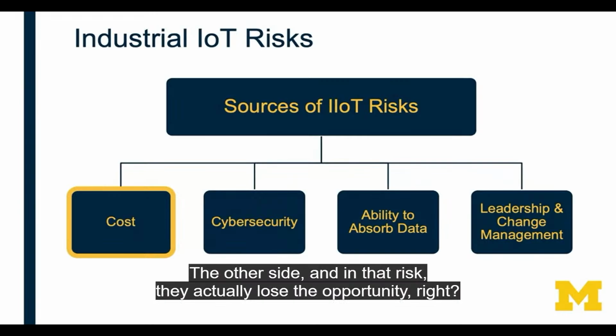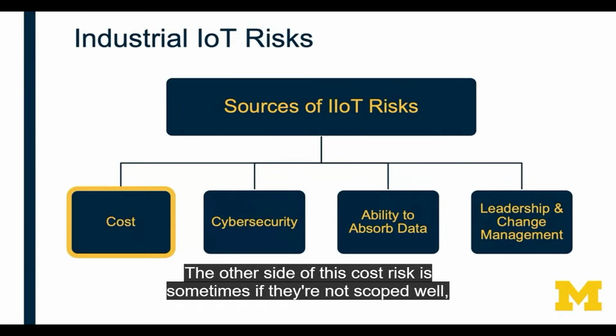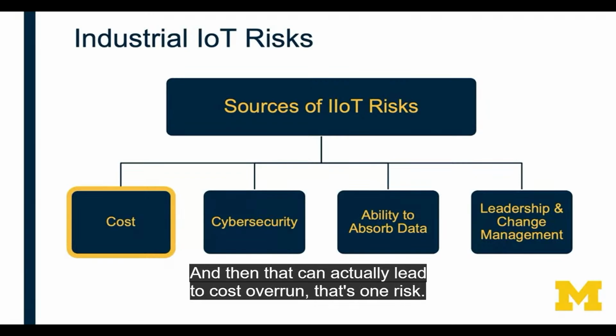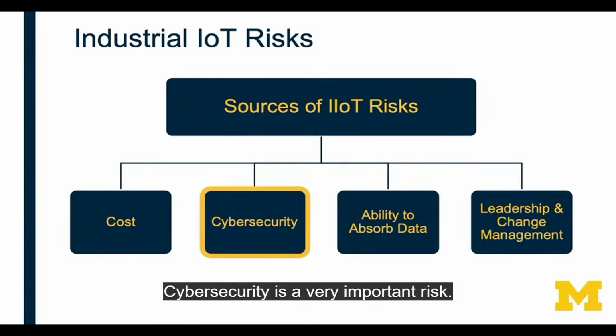The other side of that risk is that they lose the opportunity, and that comes with these applications. The other side of this cost risk is that sometimes projects are not scoped well. These projects can keep expanding, and that can lead to cost overrun. That's one risk. Cybersecurity is a very important risk.